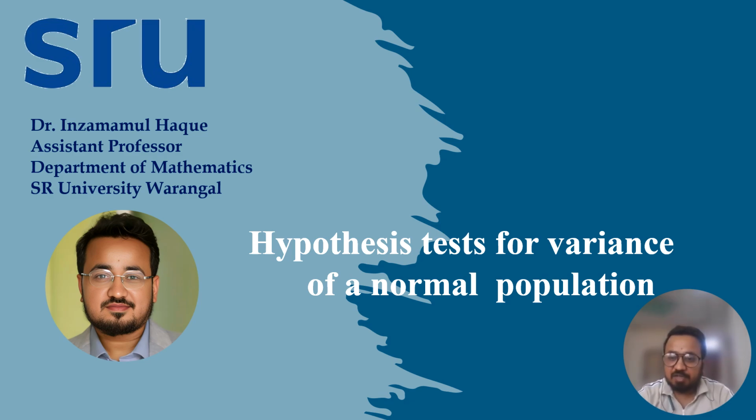In today's lecture, we are going to discuss a very important topic in statistics, hypothesis testing for variance of a normal population. Now let me ask you a simple question. Suppose two machines produce the same product. Both have the same average output, but one machine is more consistent and the other is highly variable. Which one would we trust? Exactly, consistency matters, and that consistency is measured using the variance. So today we are going to learn how to test whether a variance is acceptable or not using some statistical tools.